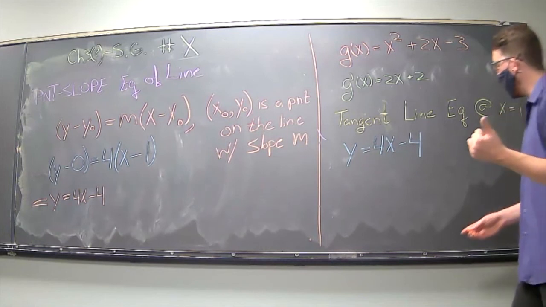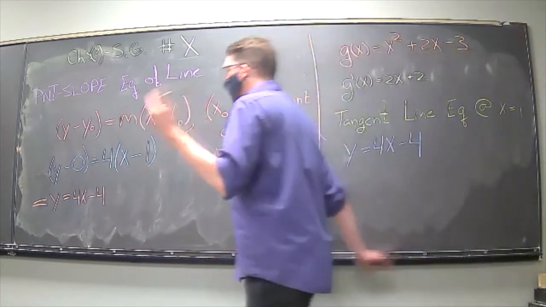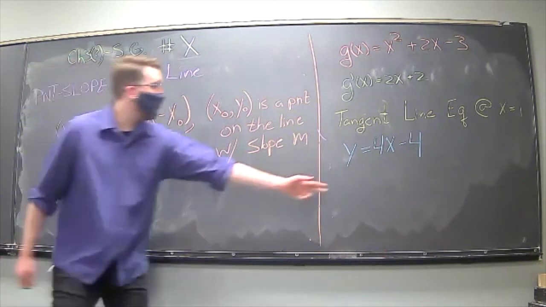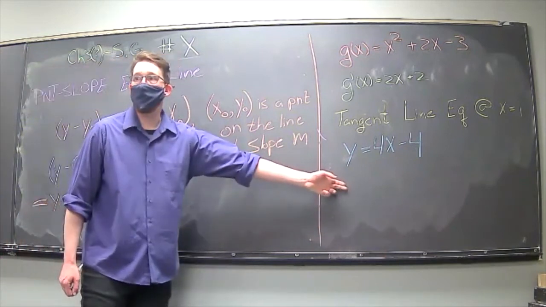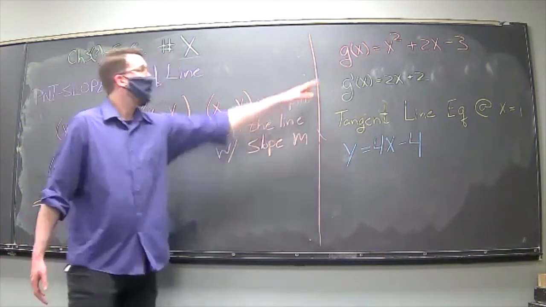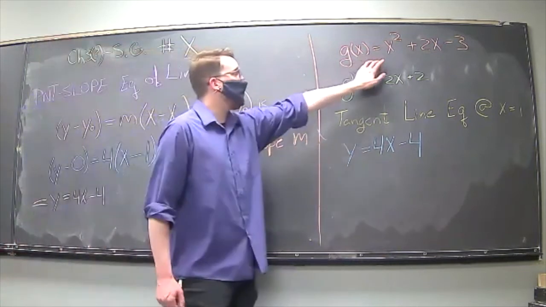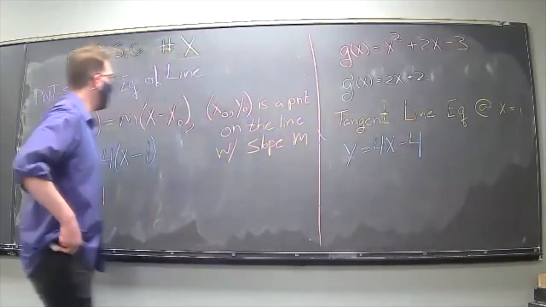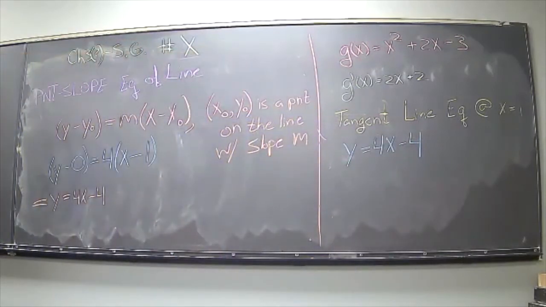So we just went over the limit definition of the derivative, and how to find the equation of a tangent line for an equation or for a particular function at a particular point, right? So let's check out another problem.